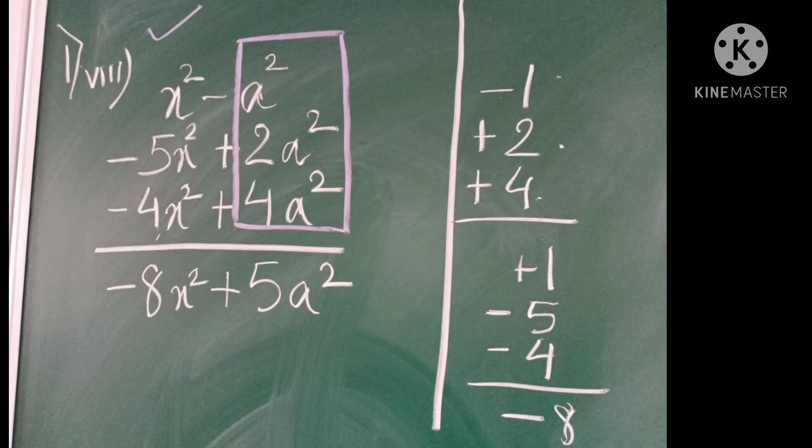So this minus a square means, see the rough column, it is minus 1. Minus 1 plus 2 plus 4. 4 plus 2 is 6. 6 minus 1 is plus 5. So it is 5a square.